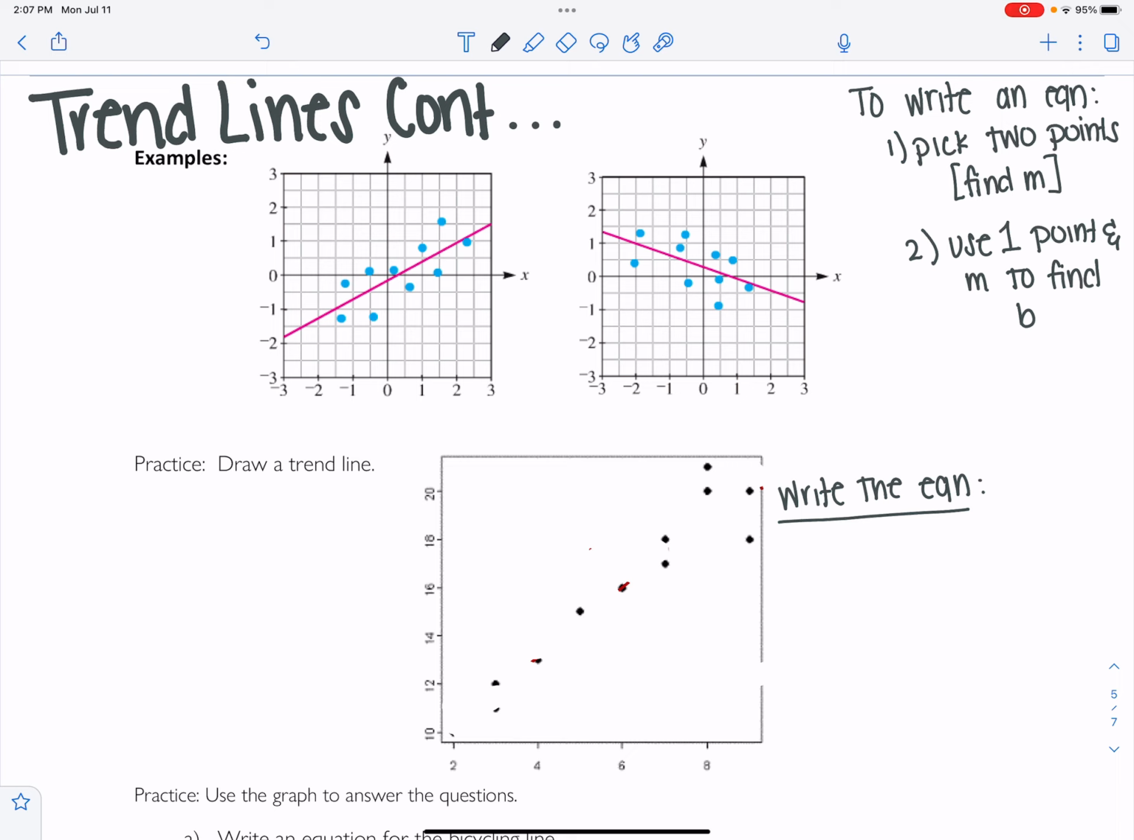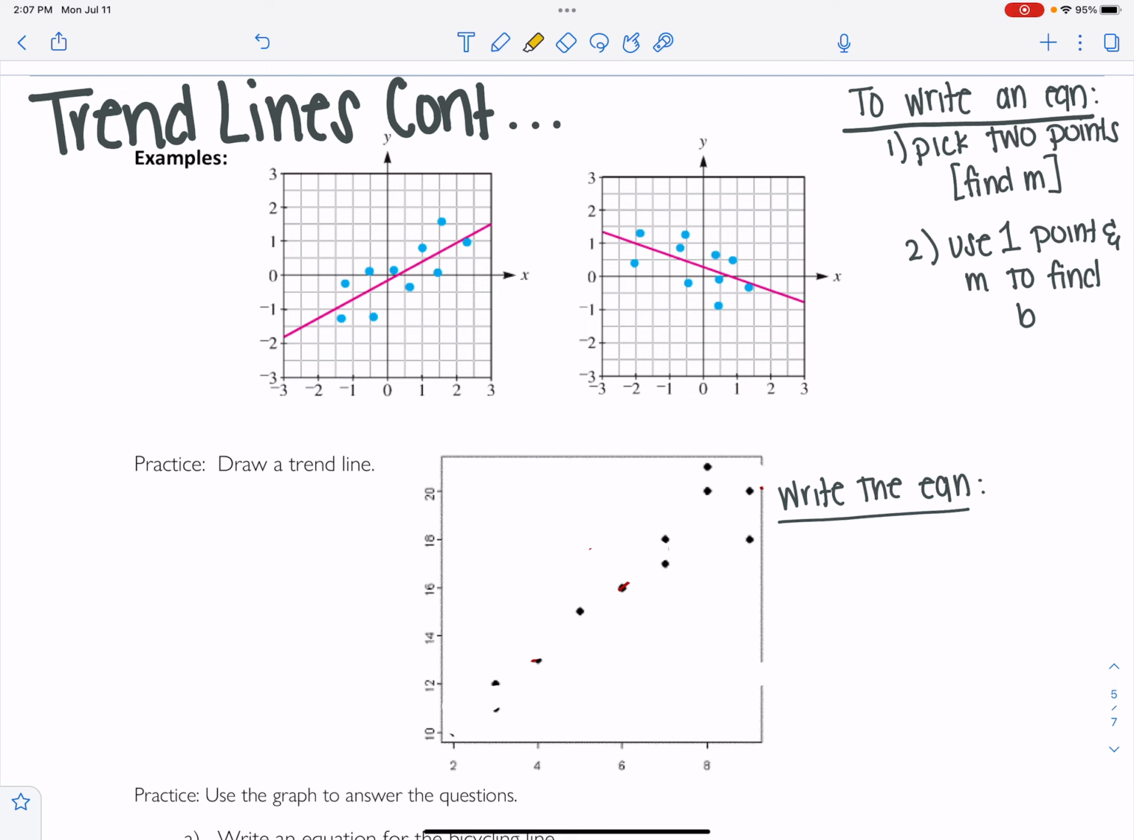And so where we're going in this video is just really a review of chapter 8 when we were writing equations. We're going to pick 2 points on the graph, pick 2 points on the line, on the trend line, and then use one of those points and m to find b. Now, before we get into actually writing the equations, let's look at these 2 examples.